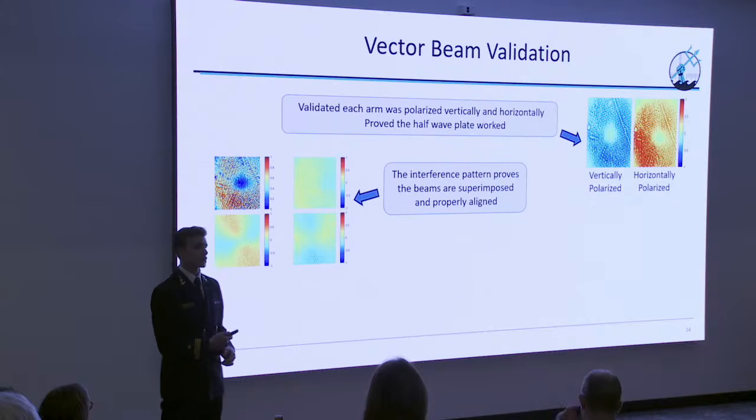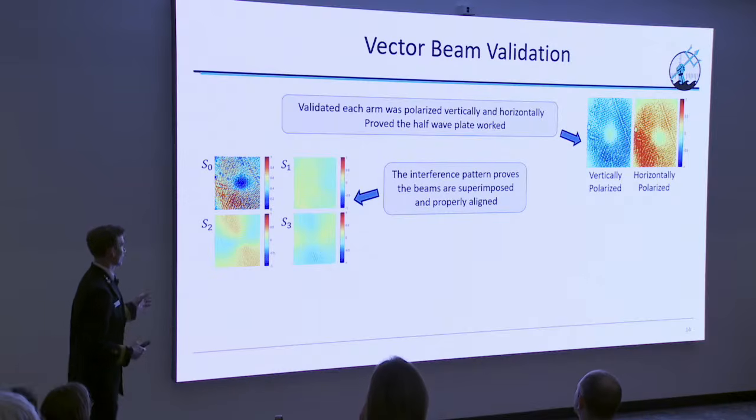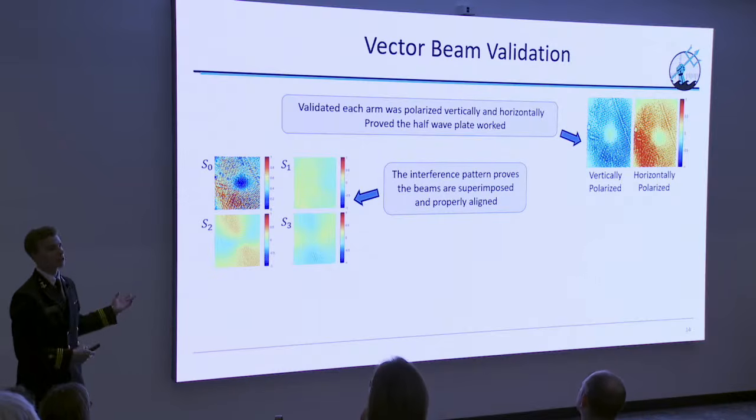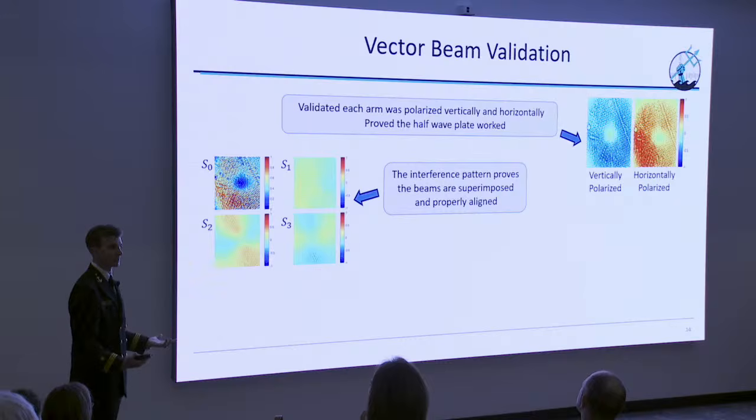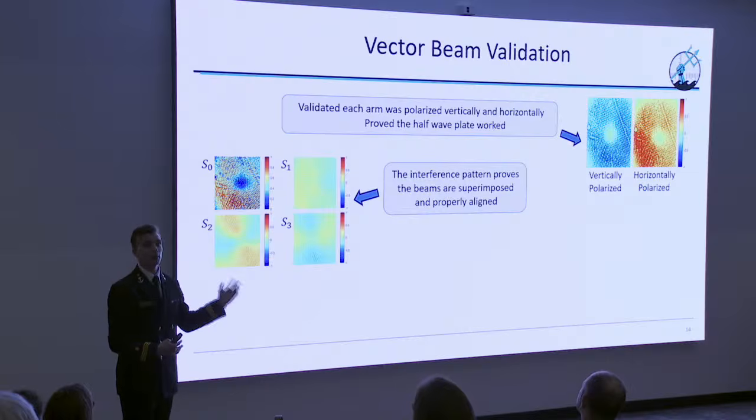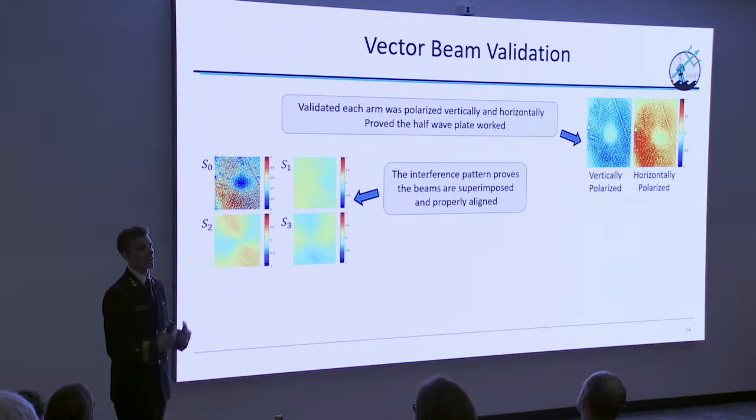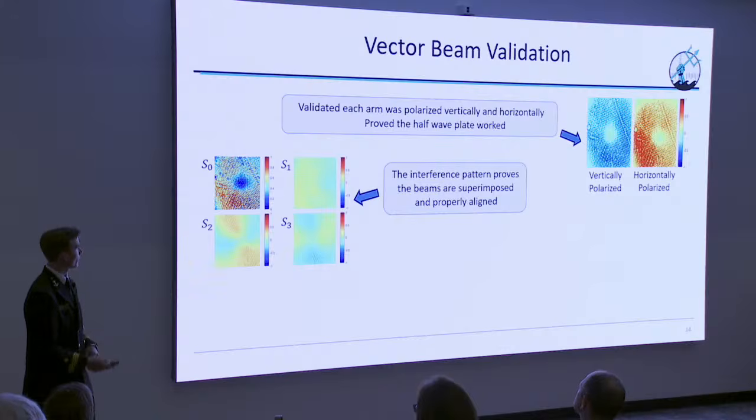Next, we had to make sure that we were actually generating a vector vortex beam. So if we look here at the left, we show our 4 Stokes parameters. So S0 shows a very nice donut-shaped intensity profile, which is what we expect, and shows that the beams are aligned, at least visually. And then as we look at our linear polarization, we don't see much. And that's exactly what we want, because the vertical and horizontal polarization are canceling each other out in that linear domain. And then in S2 and S3, we actually see this very nice interference pattern.